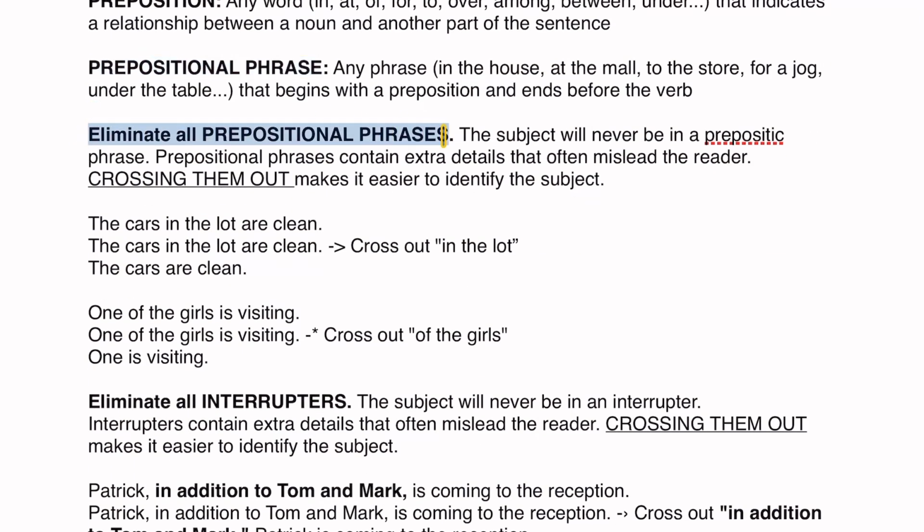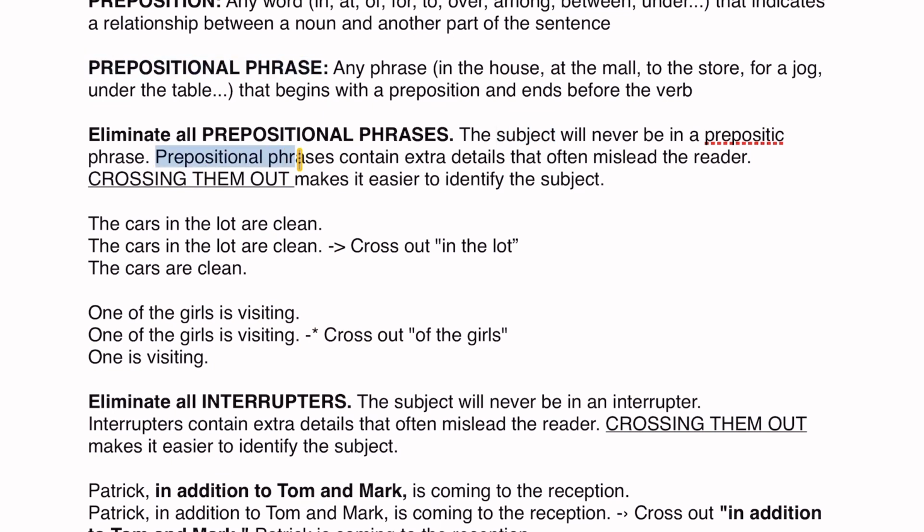Eliminate all the prepositional phrases. Eliminate, نلغيهم. امال انت بتقولها لنا ليه يا مستر؟ اقول لك why. The subject will never be a prepositional phrase. The subject, محمد حسين علي هبة, will never be a prepositional phrase. عمره ما هيكون prepositional phrase.